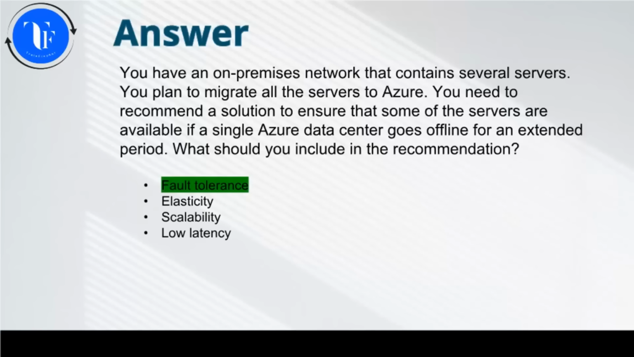Fault tolerance is when you have a duplicate configuration or system in another Azure region that takes over for the main configuration during an outage. This secondary configuration or system reduces the impact of a localized outage.